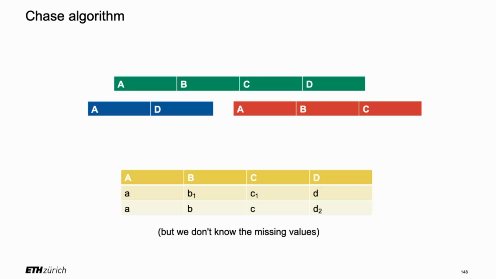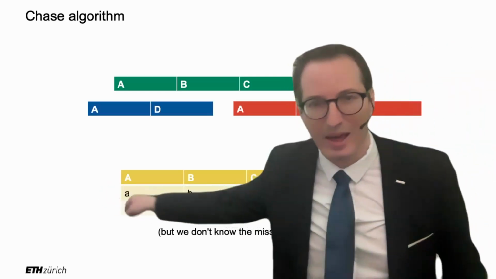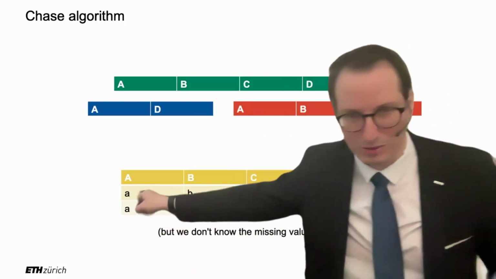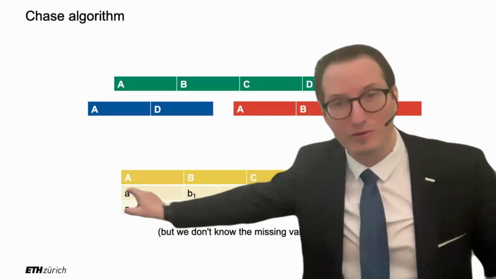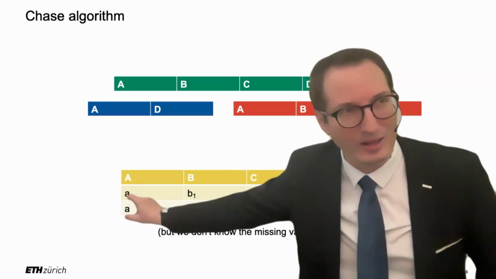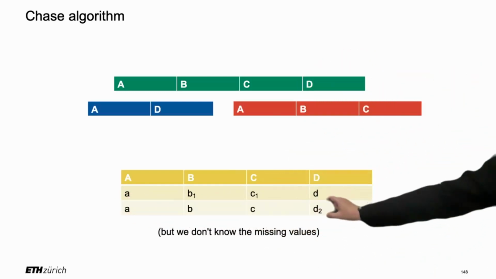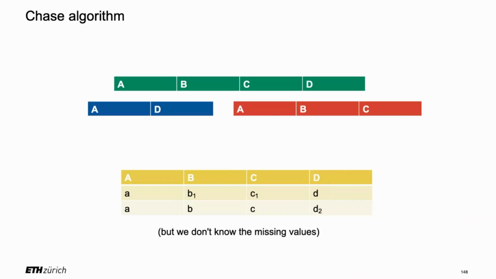We know that D is a function of A. And here, we know that it's the same A, right? Because that came from the join and the projection and so on. So it's the same A. And because of the functional dependency, if it's the same value in here, then it must also be the same value in there. Who agrees? Right? It's the functional dependency. So D and D2 are the same one.